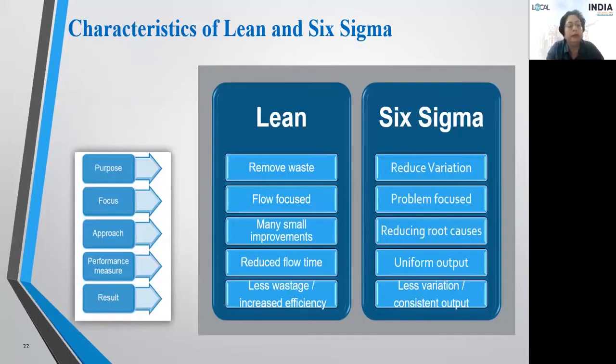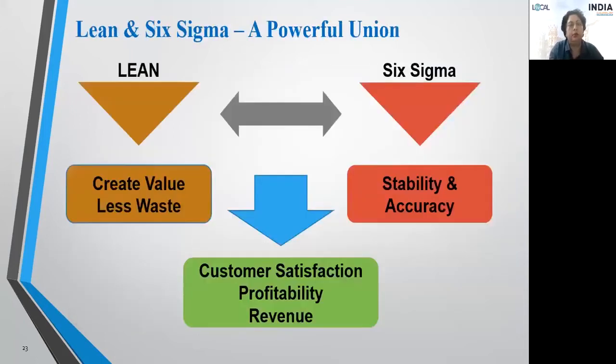Some people ask, which is better, Lean or Six Sigma? The answer is, it depends on the application. Both have their own strengths, and an organization should draw on the strengths of each. While the purpose of Lean is removal of waste, the purpose of Six Sigma is to reduce variation in order to eliminate defects. Lean results in reduced waste and increased efficiency, while Six Sigma results in less variation and consistent output that meets customer specification. The end result in both cases is customer delight, which is why Lean and Six Sigma form such a powerful combination together.